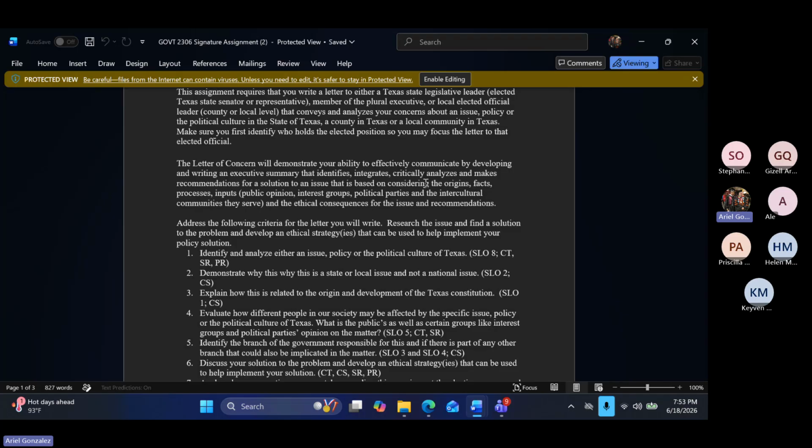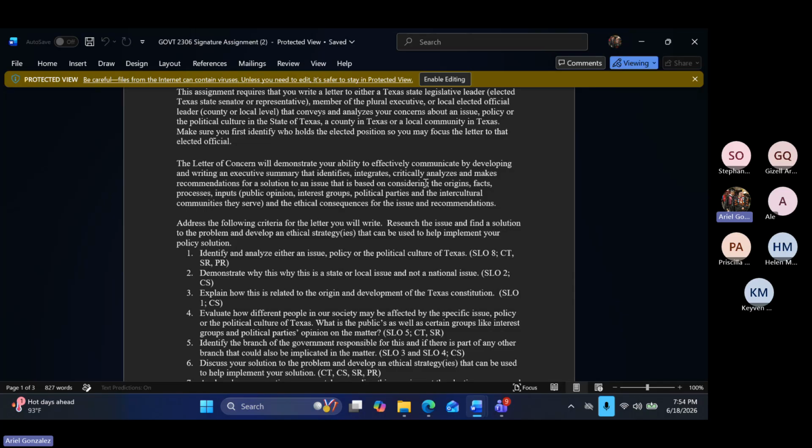For Government 2306, definitely look up the Texas Tribune. I think I mentioned that in the first meeting, right? For those of y'all who are in 2306, have y'all had a chance to look up the Texas Tribune? Y'all know what I'm talking about, right? I have a bunch of stuff on the Texas Tribune in the modules.